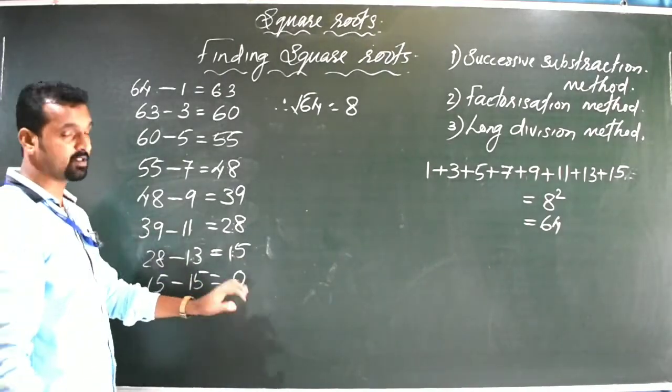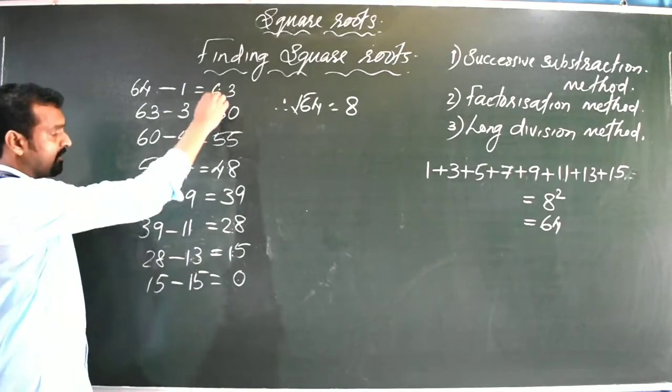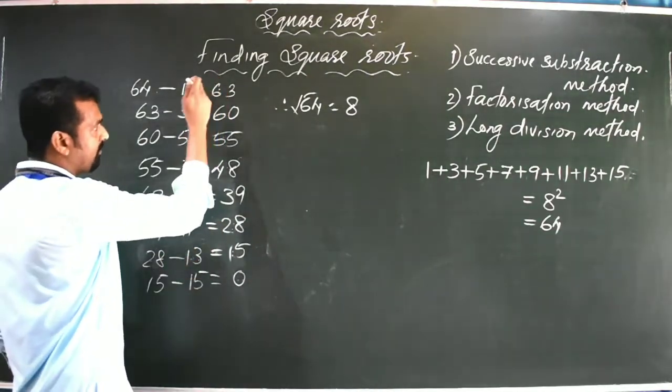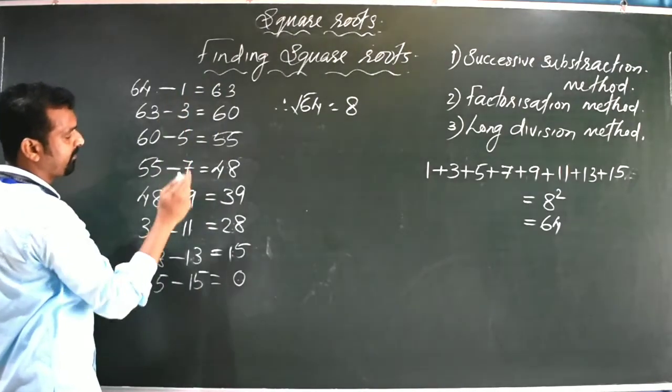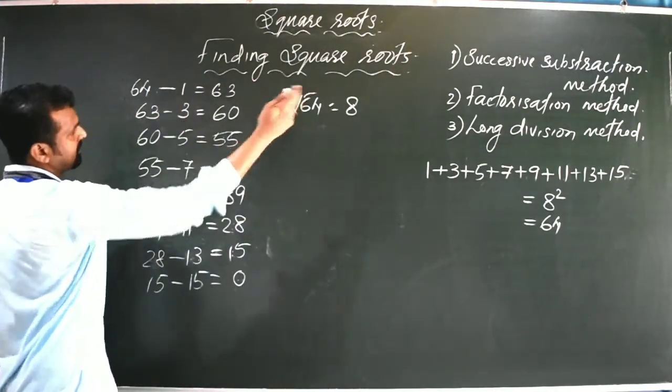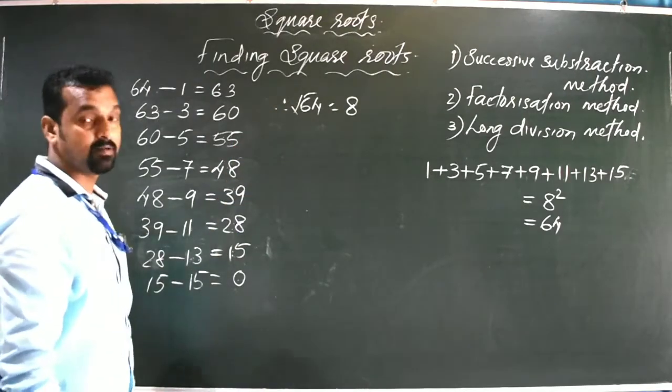When we will get 0, there we will stop. After that we have to count how many times we have subtracted. That is the answer. 1, 2, 3, 4, 5, 6, 7, 8 times. So square root of 64 is equal to 8. Okay, I will give you one more example.